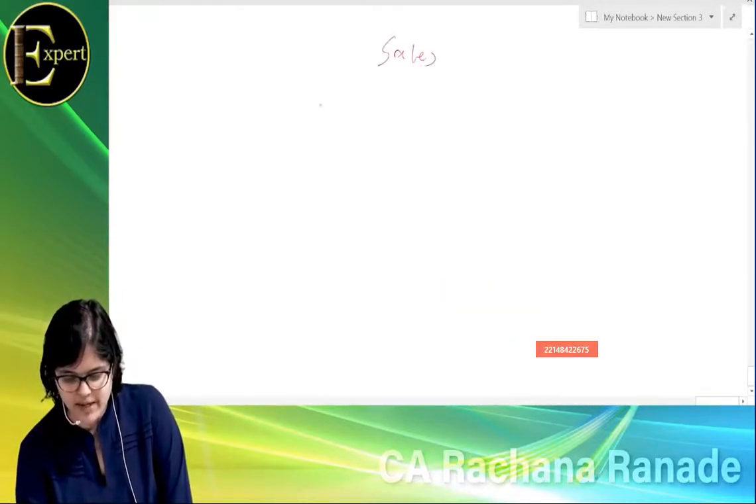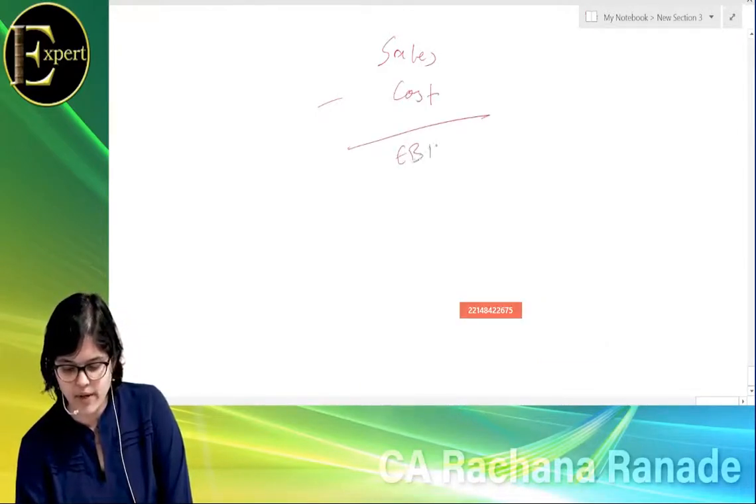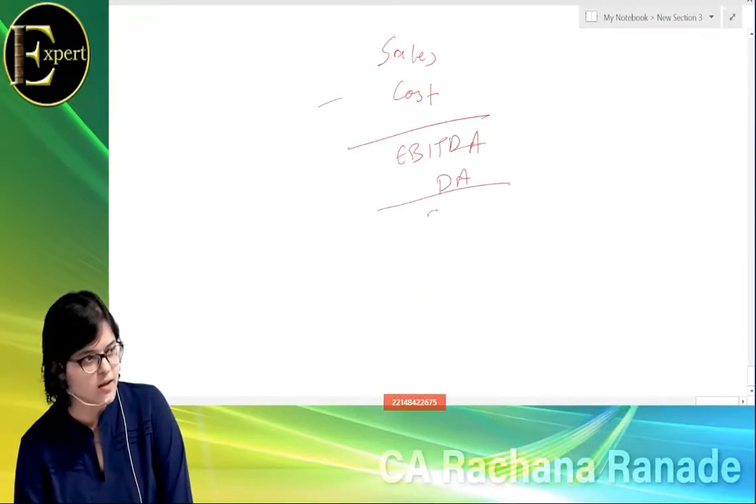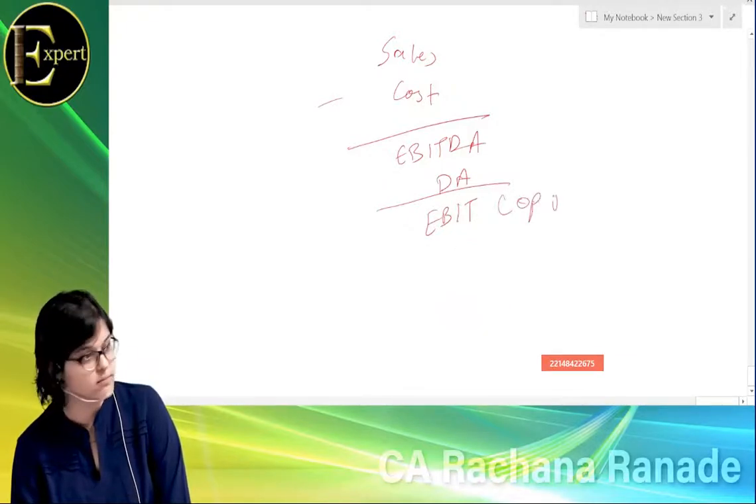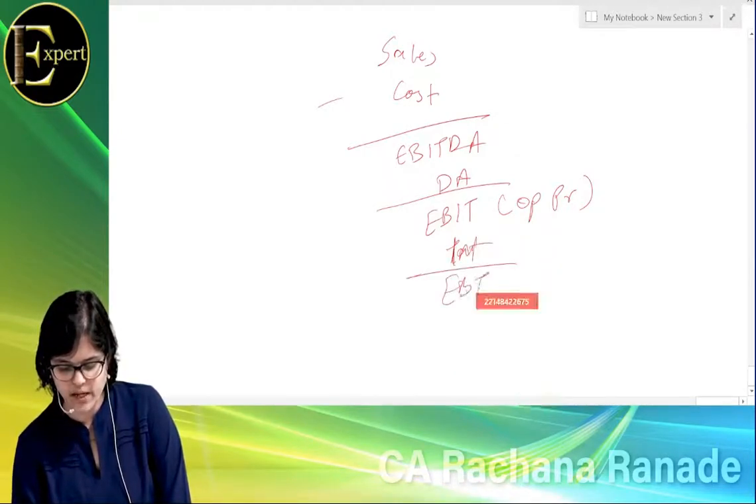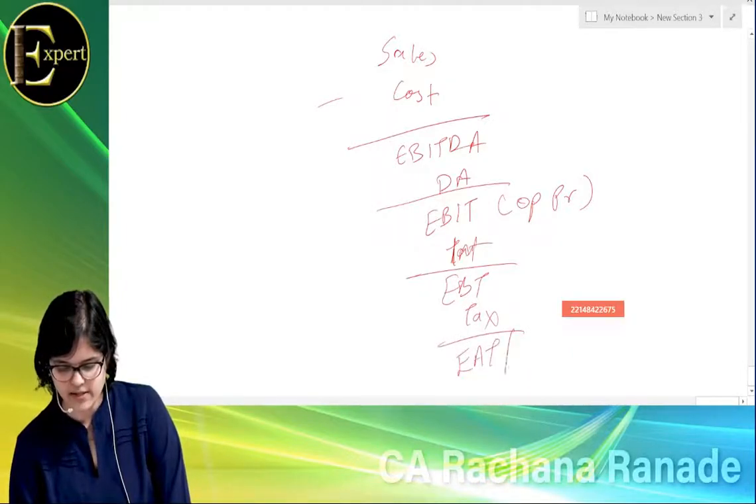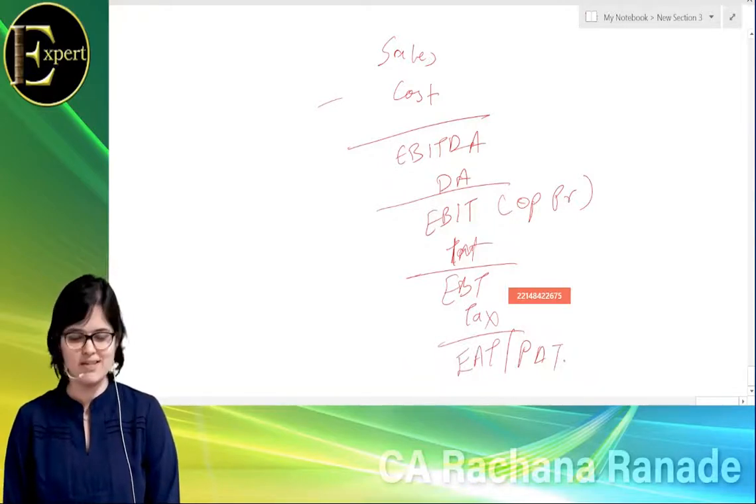Sales minus all these operating costs is your EBITDA. From EBITDA, what do we deduct? DA. What do we get? EBIT, earning before interest and tax, also known as operating profit. We deduct interest, we get EBT, also known as PBT. Then we deduct tax, we get PAT, or earning after tax. Same. Today it was much more smooth. Practice makes man and woman perfect.